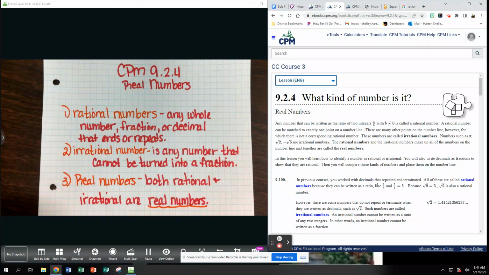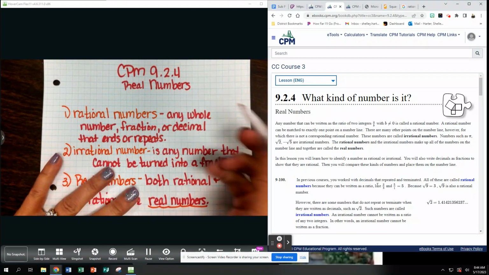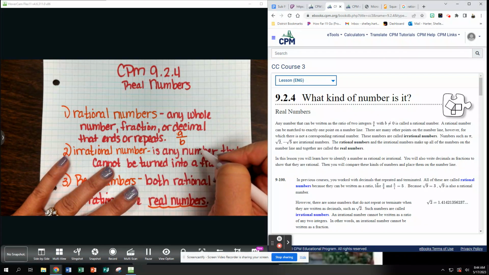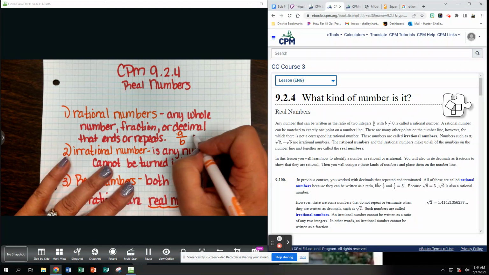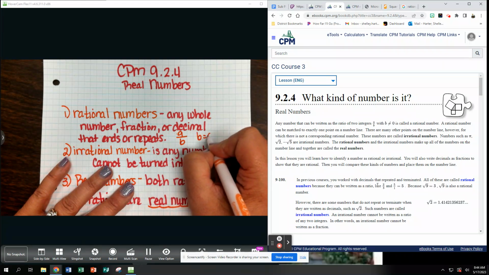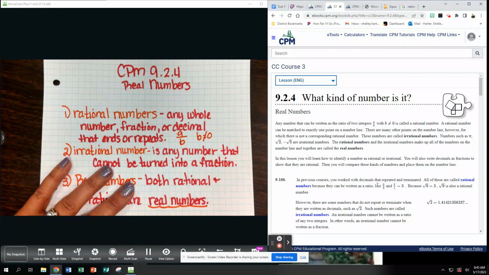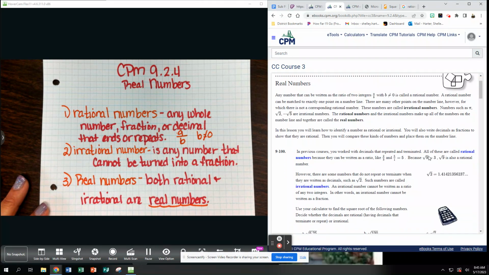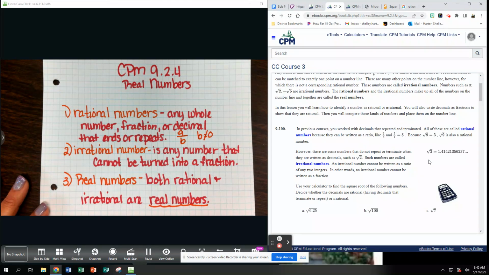Now, with rational numbers, it also has a statement that a/b, which is a fraction, is a rational number, but b cannot equal 0. Fine. Real numbers are both irrational and rational numbers. So let's take a look at examples for rational and irrational numbers.